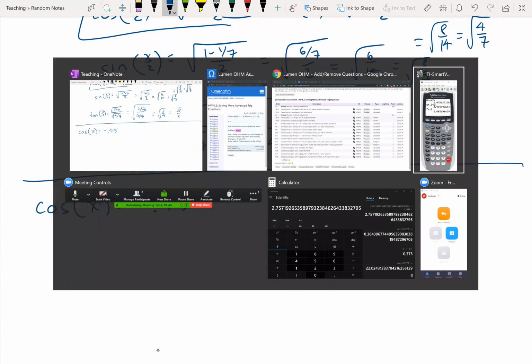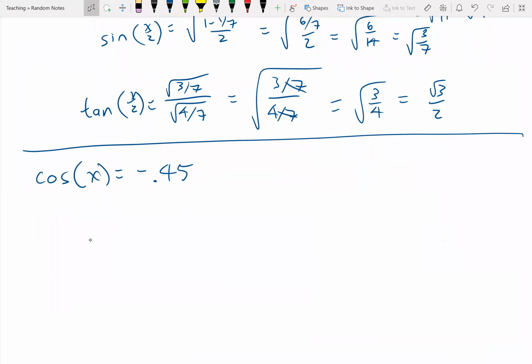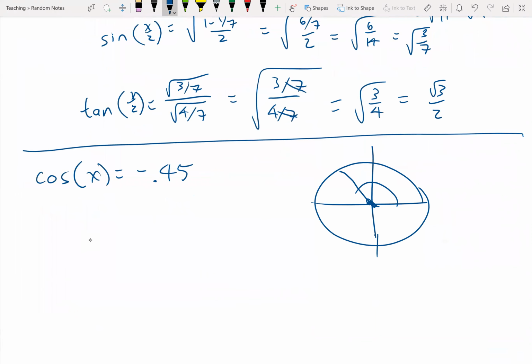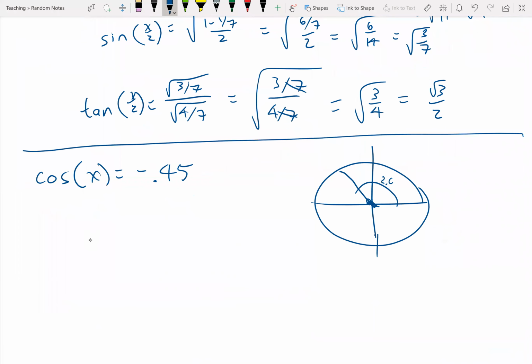So the first thing to do is go to the calculator. And I'm going to do second cosine of negative 0.45. Now, I happen to remember that cosine inverse of a negative is in the second quadrant. There's a few ways I can find my third quadrant angle. Let's draw a quick picture of where an angle in the second quadrant would be. That's a terrible drawing, but in this case, this was 2.038.